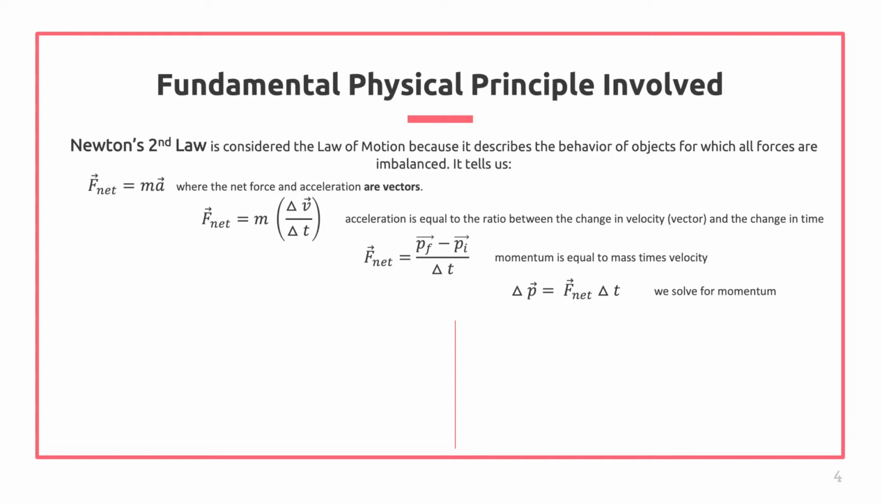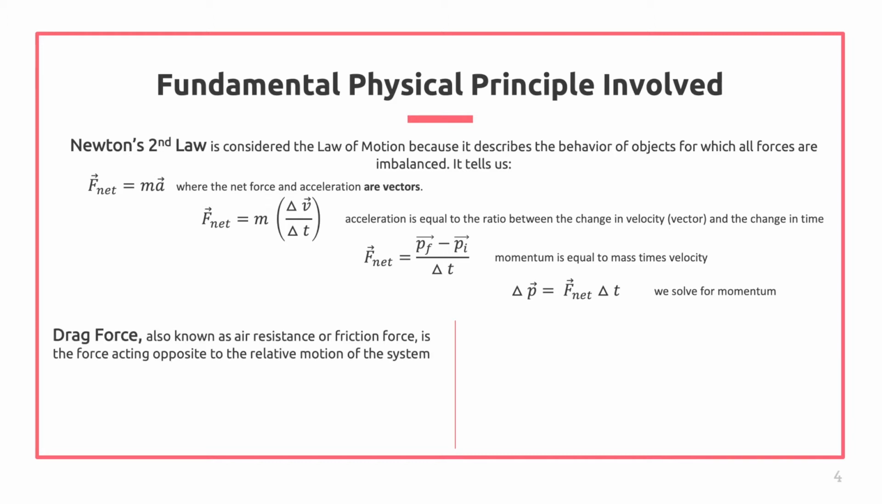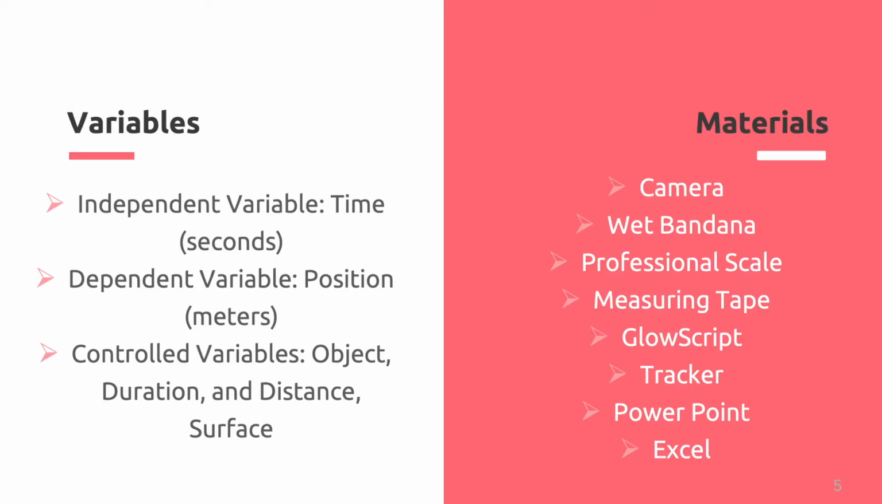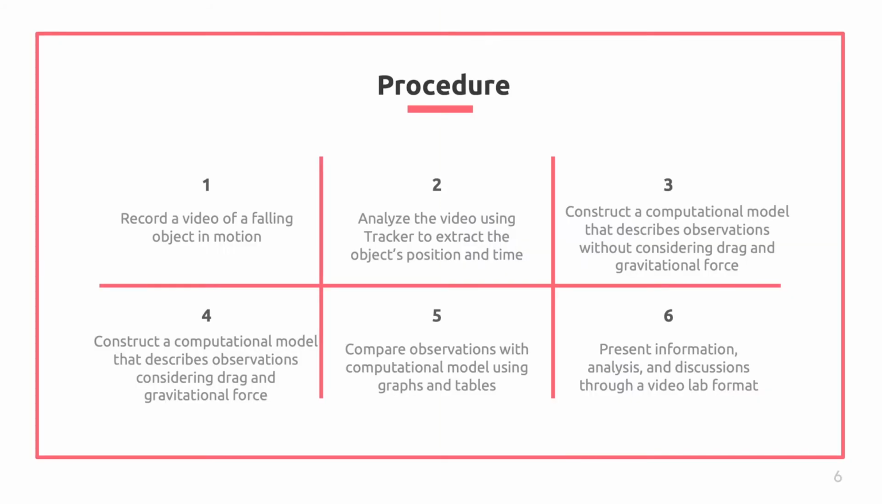As well, this experiment takes into account the drag force, also known as air resistance or friction force, and it is the force acting opposite to the relative motion of the system. This force can be found by multiplying the negative proportionality constant by the square of the speed of the object and the velocity direction. The gravitational force is the force by which the mass of planets or objects are attracted to each other. This is found by multiplying the negative gravity of the system times the mass in the direction of the gravity. These are the variables and materials used in this experiment, and this is the procedure followed to do this lab.